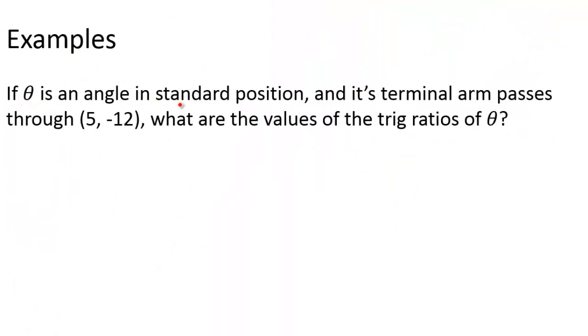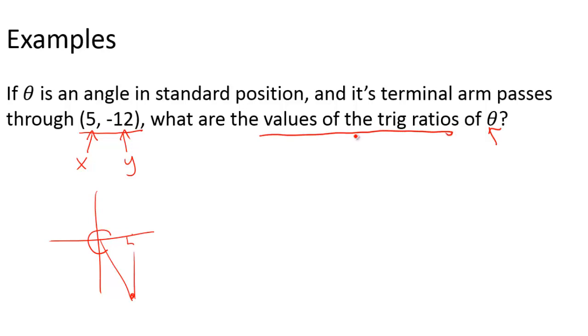So if an angle is in standard position and its terminal arm passes through 5, -12, what are the values of the trig ratios? Well, all this tells us is that that's x, that's y. If you want to visualize it, that's approximately 5, -12, way down there somewhere. Great, and there's an angle there. But they're not asking about the angle, they're just saying what are the values of the trig ratios. So really all you need is x, y, and r. How do we find r?